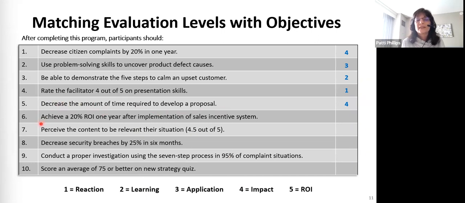Now, number 6, you should all have this one. Achieve a 20% ROI 1 year after program implementation. See how quickly they come. Very good. That's a 5. Okay, what about number 7?